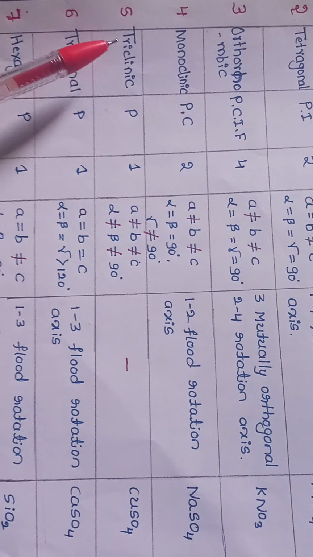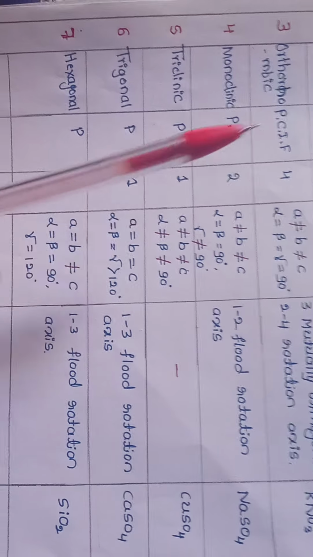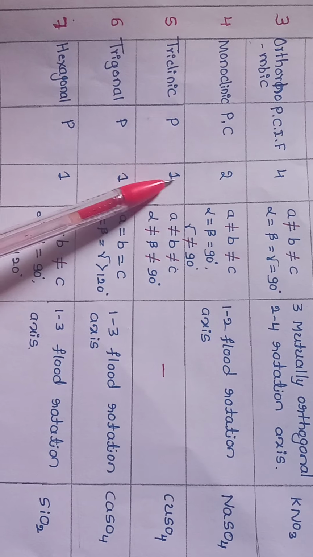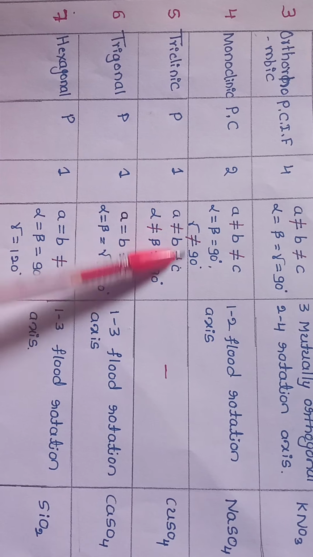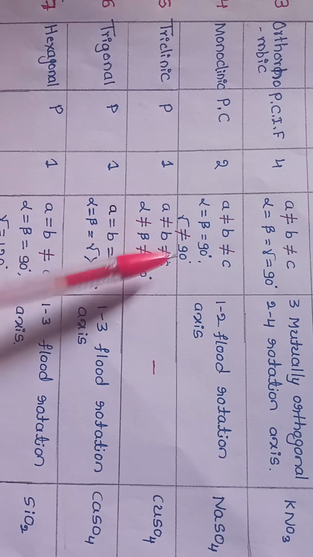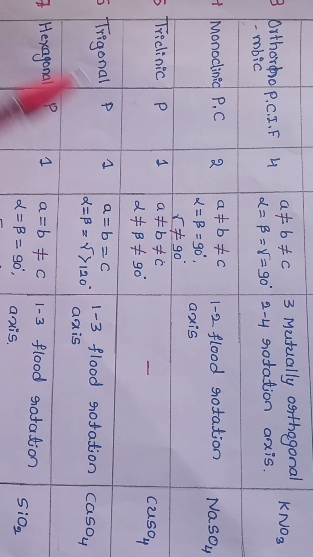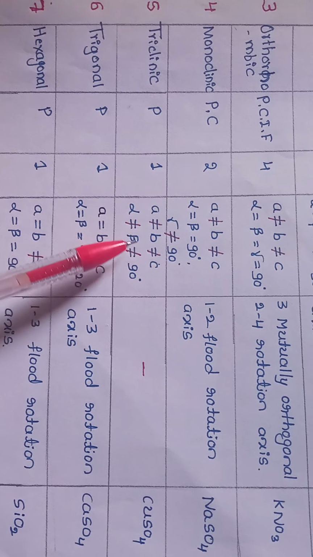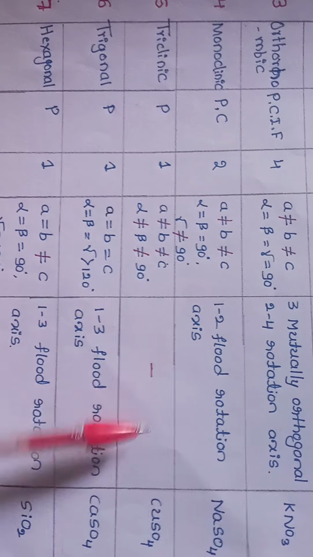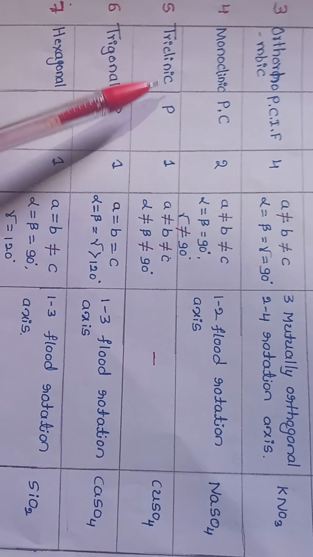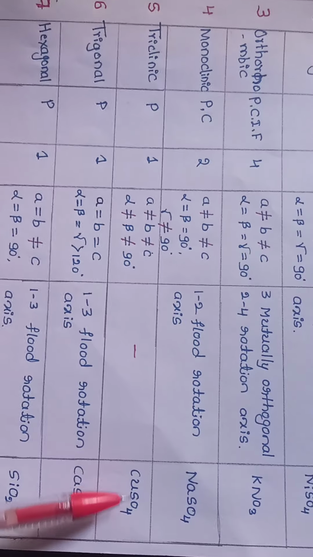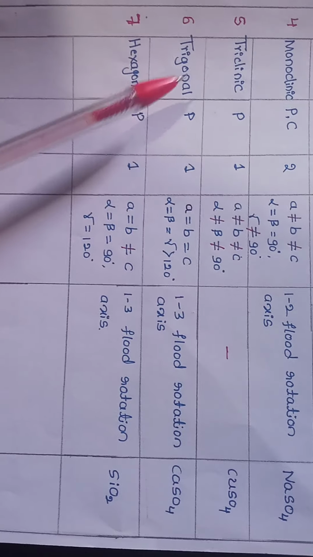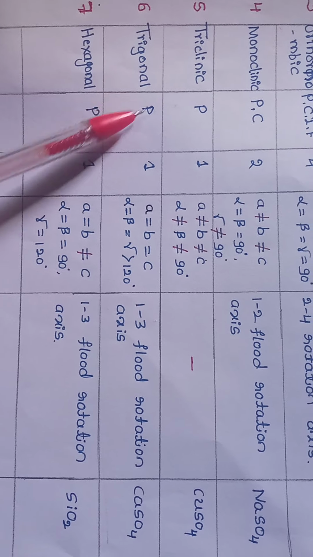Next one, triclinic. The system is triclinic, then you have to use the symbol P. Okay, therefore the number of lattices is 1. Here all three axis lengths are not equal. A is not equal to B and which is not equal to C, and the angles are also not 90 degrees. Alpha is not equal to beta, which is not equal to gamma, not 90 degrees, and there are no characteristic symmetry elements for the triclinic. But what is the example for the triclinic? CuSO4.